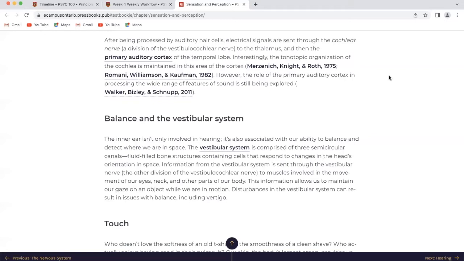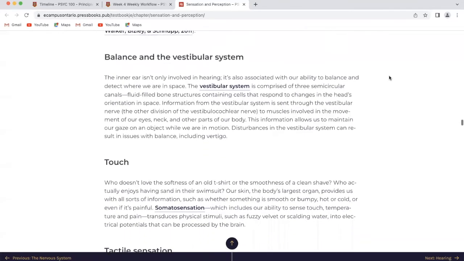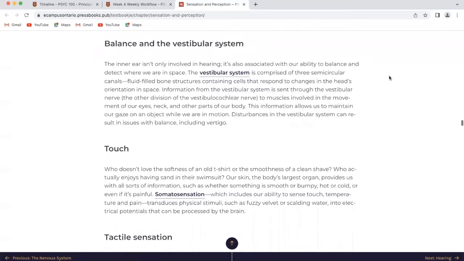Balance and the vestibular system. The inner ear isn't only involved in hearing, it's also associated with our ability to balance and detect where we are in space. The vestibular system is comprised of three semicircular canals, fluid-filled bone structures containing cells that respond to changes in the head's orientation in space.